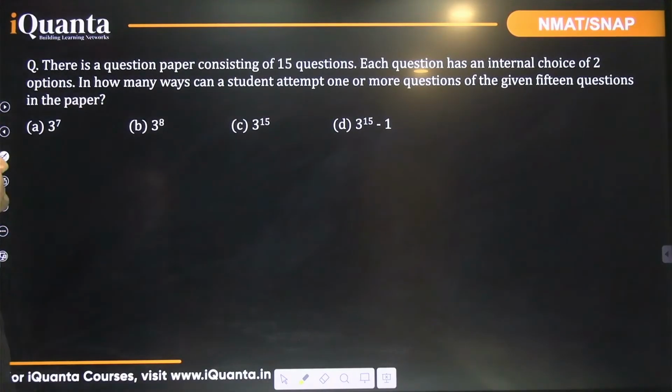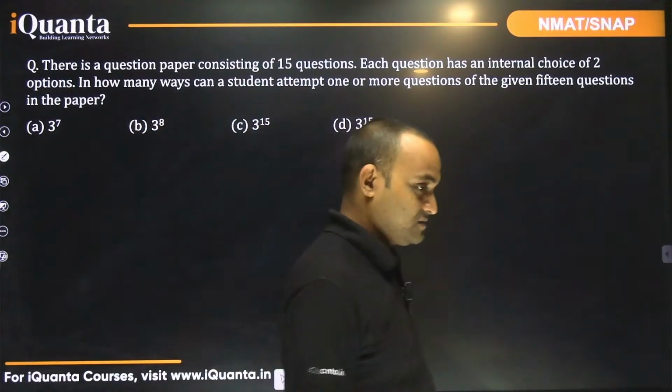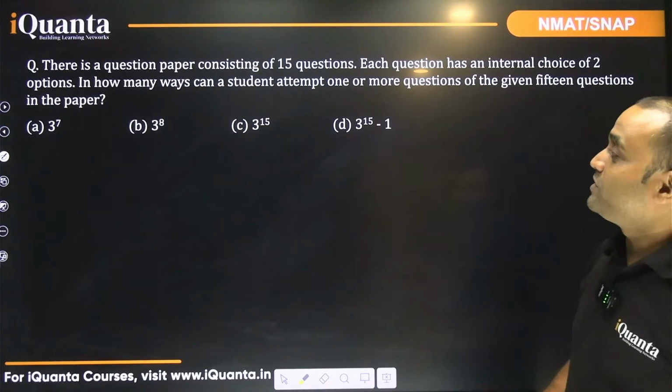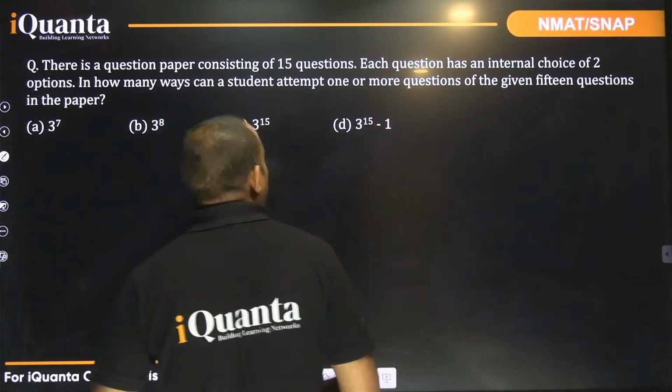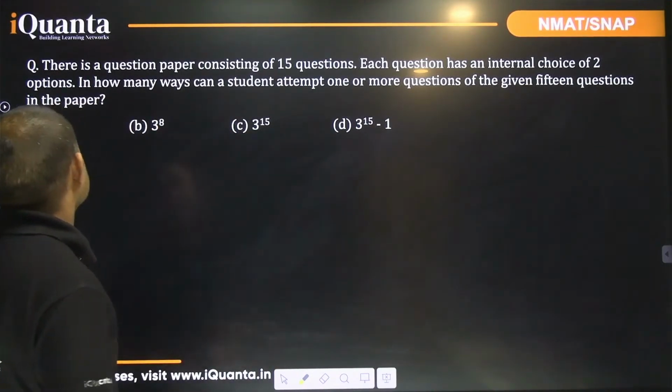Next question. There is a question paper consisting of 15 questions, and each question has an internal choice of 2 options. In how many ways can a student attempt one or more questions of the given 15 questions in the paper?